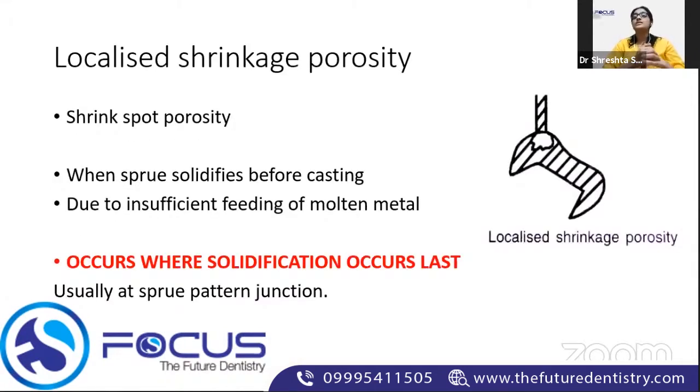What is localized shrinkage porosity? It is also called shrink spot porosity. Now here, what happens is when you're doing the casting, your sprue solidifies before you finish the casting. That is a situation which causes localized shrinkage porosity. So this is due to insufficient feeding of the molten metal.